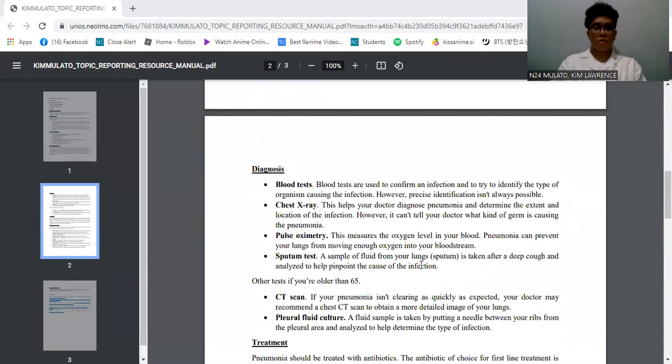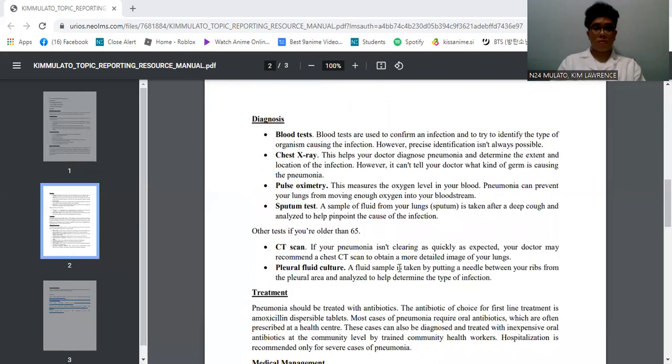Here are the diagnoses. Blood tests. Blood tests are used to confirm an infection and to try to identify the type of organism causing the infection. However, precise identification isn't always possible. Chest X-ray. This helps your doctor diagnose pneumonia and determine the extent and location of the infection. However, it can't tell your doctor what kind of germ is causing the pneumonia.